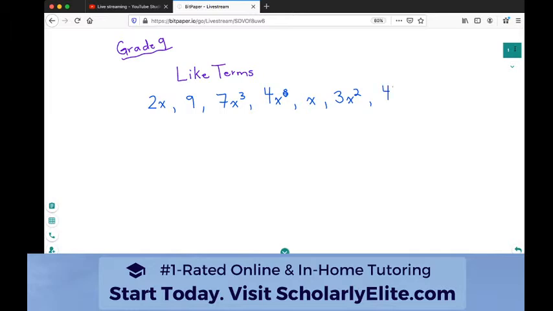But what's also important to remember is that like terms have to do with a couple of things. I'm just going to keep writing a few more of these here just so that we can make sure that everybody understands what we're talking about. So that's 7.